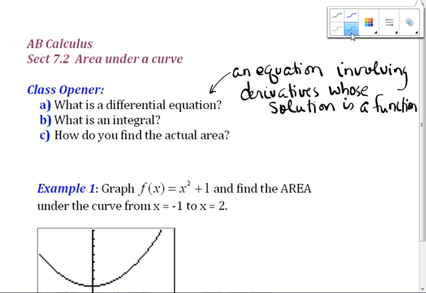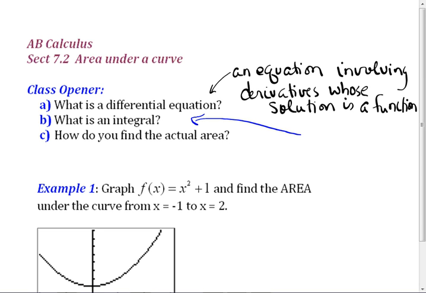Okay, you guys, what's an integral? It's a signed area under the curve. If we were talking about distance versus displacement, which one would it be?